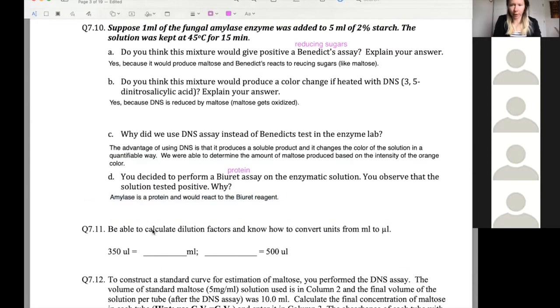0.35. Okay, I'm going to scroll up a little bit in case some folks still need to see the top half of the screen. I always think of it in terms of the decimal point, and we're moving it over three places. 0.35. And how many milliliters are going to equal 500 microliters? 0.5. Exactly, 0.5 milliliters.